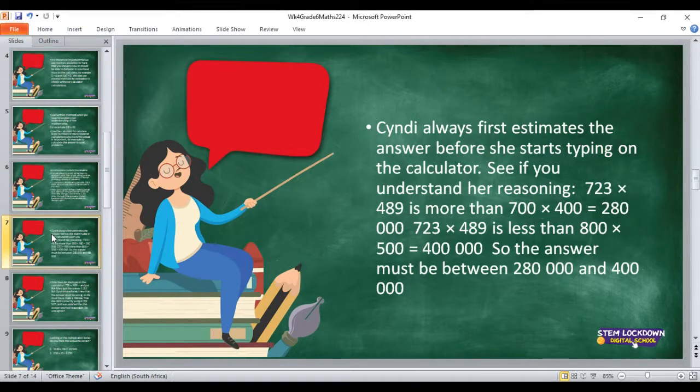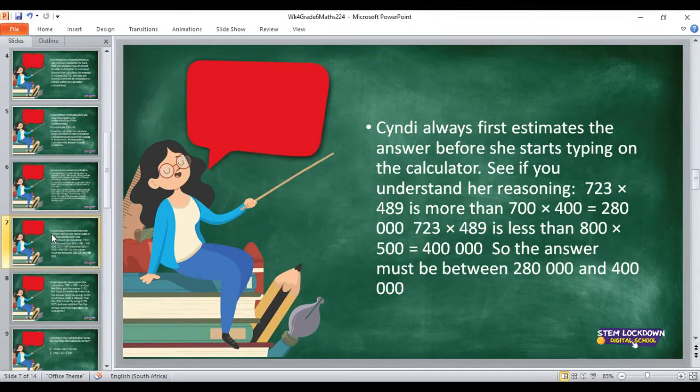Now the answer here, I know from my mental calculation that 7 multiplied by 4 is 28. Then I can just count the number of zeros. How many zeros do I have? I have 4 zeros. So 7 multiplied by 4 is 28, and then I add the number of zeros. Okay, it's 280,000. All right, she does another estimation again.